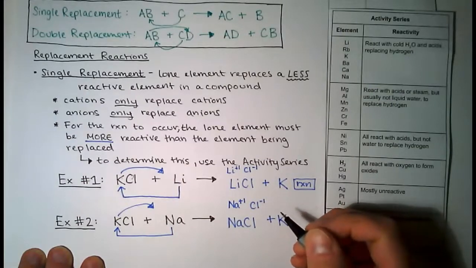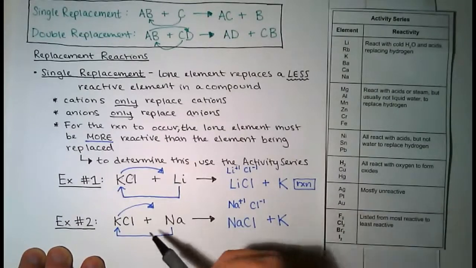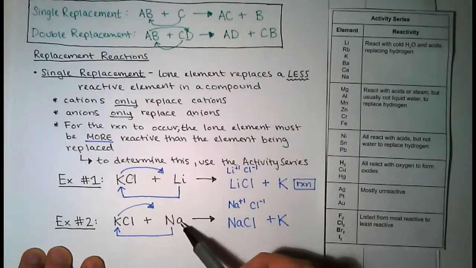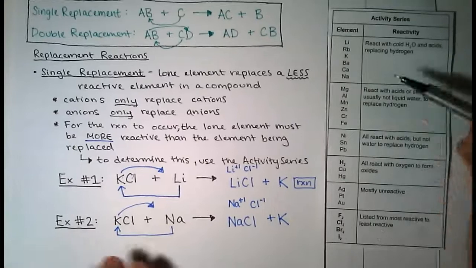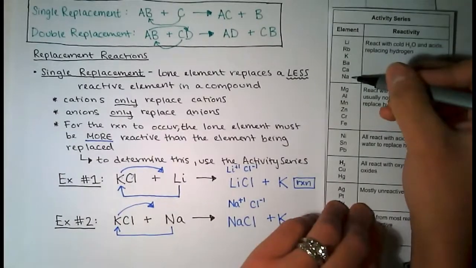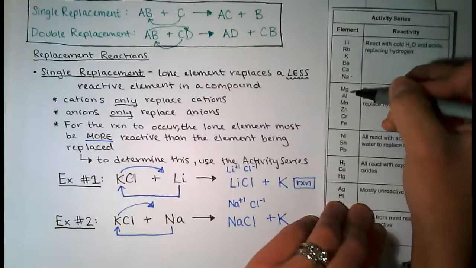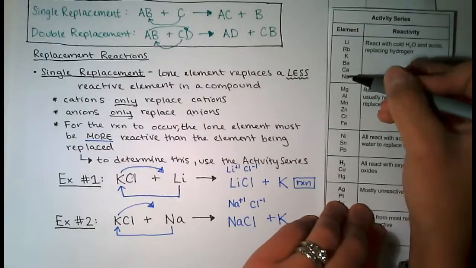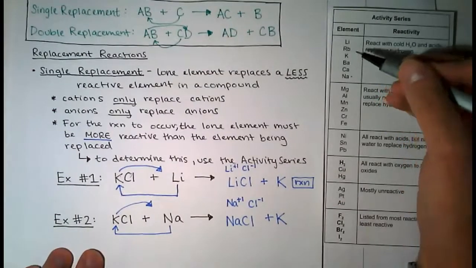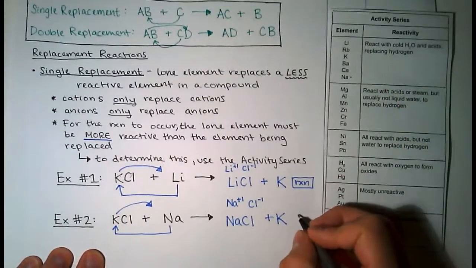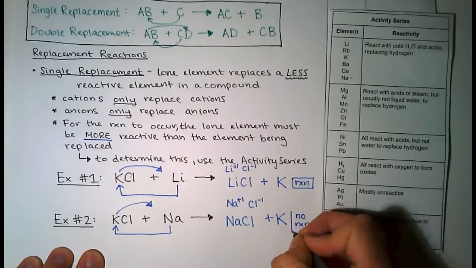So now we just need to determine whether or not this reaction will occur. And so I need for sodium to be higher in the activity series than potassium. So I'm looking at my activity series, and sodium is down here, and then potassium is up here. So sodium is lower in the activity series, meaning it is less reactive than potassium. So although we predicted these products, this reaction will not occur. So I'm going to put no reaction here.